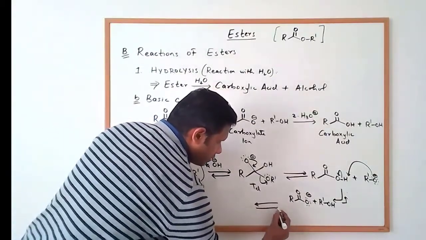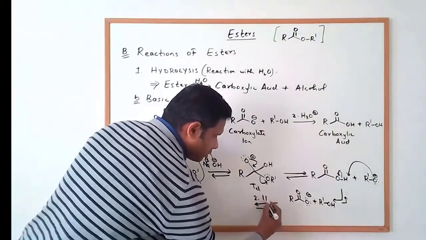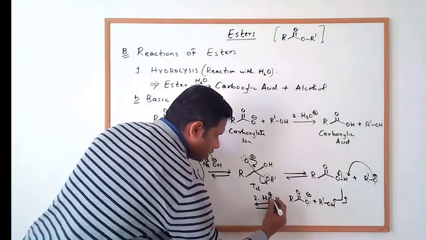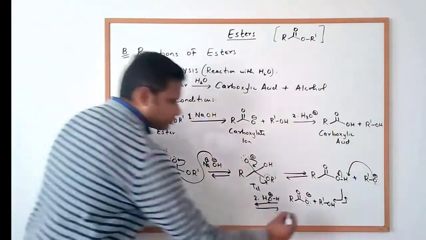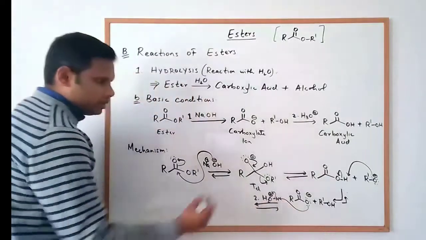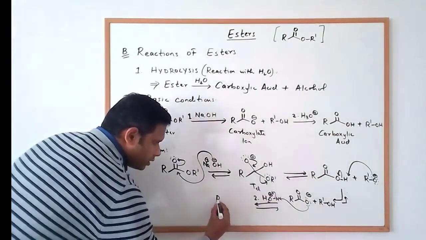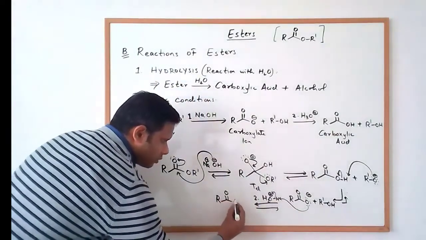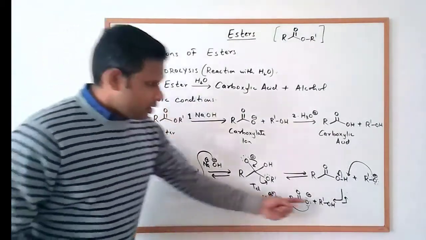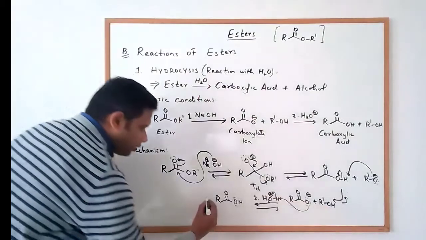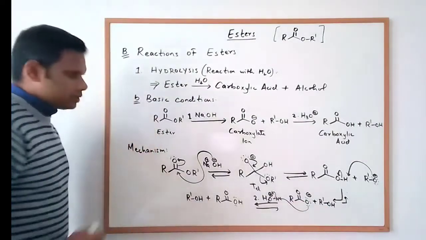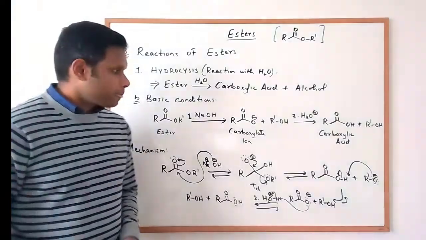And so that's why when we do this second step, which is the acidification, or an acidic workup, now the carboxylate gets protonated so that we get a carboxylic acid molecule here. So we generate the carboxylic acid that way. We have already generated the alcohol. So in the end, essentially, we have the carboxylic acid plus the alcohol.